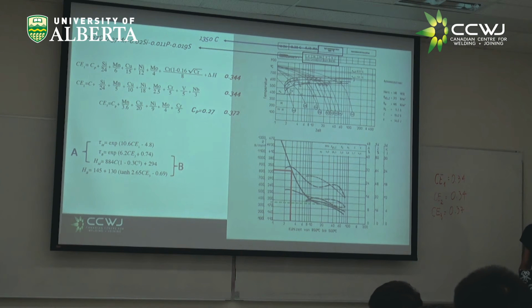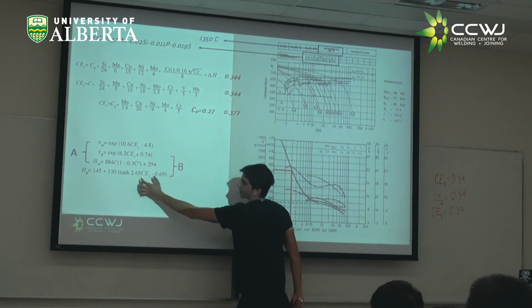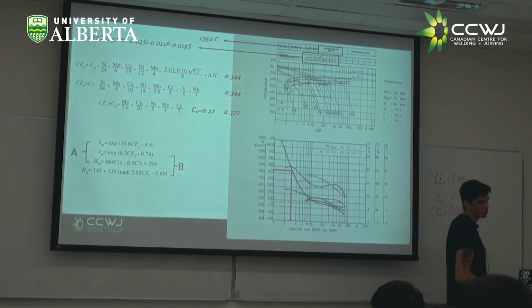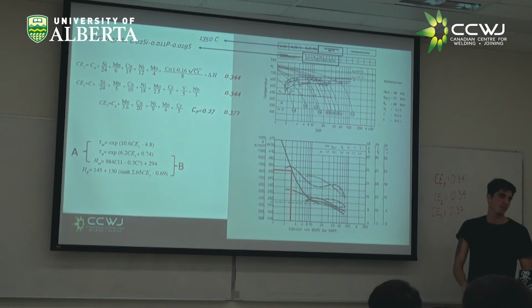Questions? For the last equation, is it tanh and then everything else? Yeah, this is the term. Yeah, there's some parentheses missing. Yeah, just the first one, that it's like 2.65 times the carbon equivalent number 3.